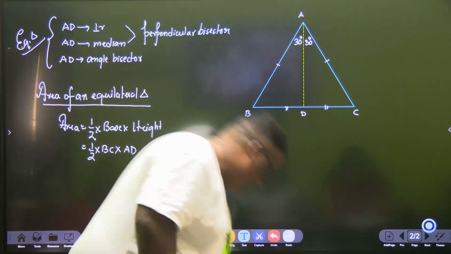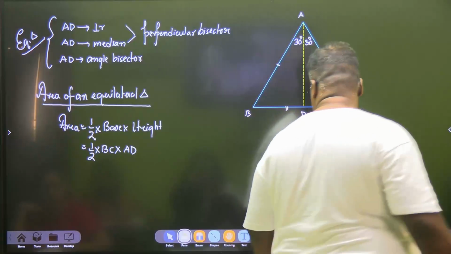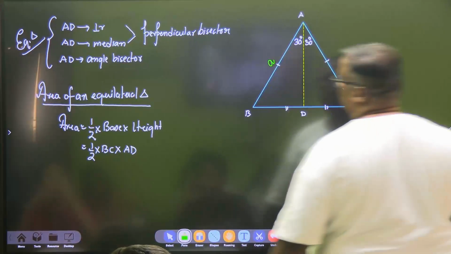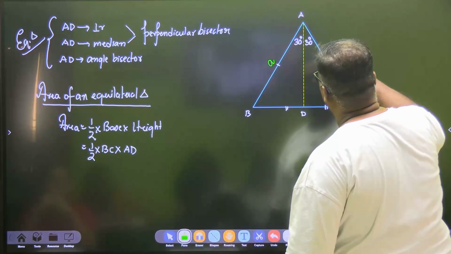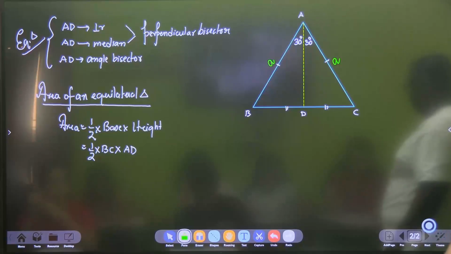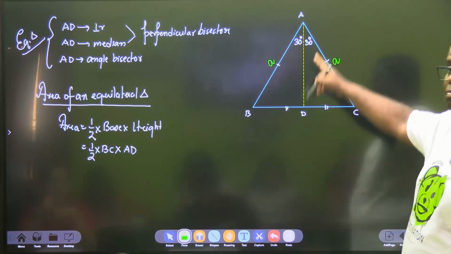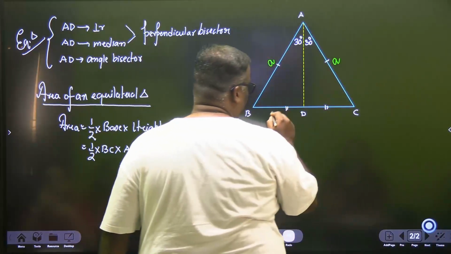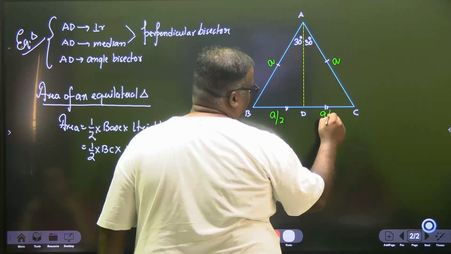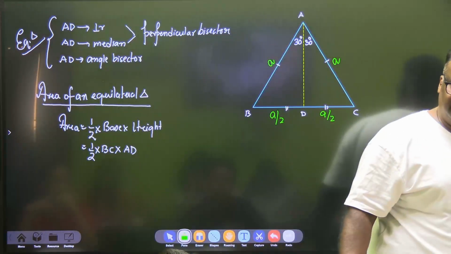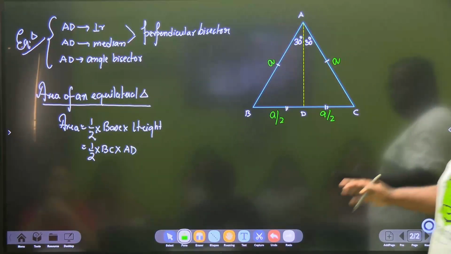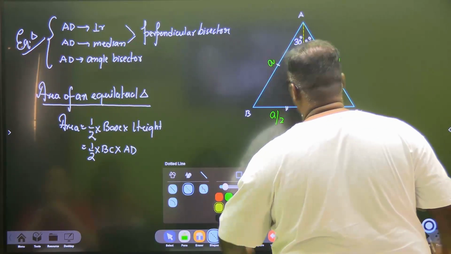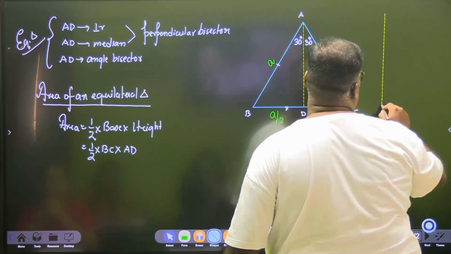आइए निकालते हैं. Since we have an equilateral triangle, I assume that this side measures A. If this side is A, this side is also A. The bottom side is also A, but this is a median, and the median divides the base into two equal parts. So this should become A by 2, and this should become A by 2.